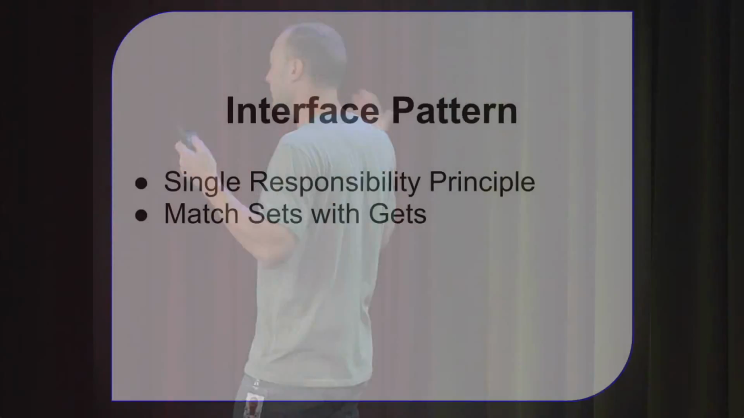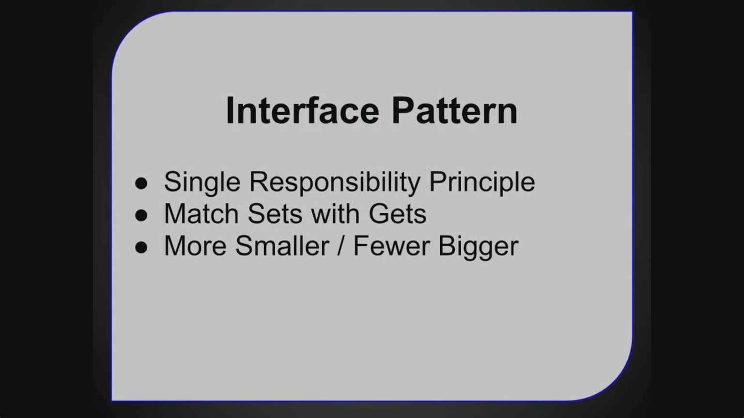Which finally takes us to our first pattern, which I'll just call the interface pattern here. When we bring all this stuff together, we have the single responsibility principle. We match sets with gets. And what I mean by that is if your interface has a way to take something in, it should have a corresponding method to get the thing back out. I see this a lot with logging. There's a method on the logger to log something, and then it goes away, and there's no way to get it back.